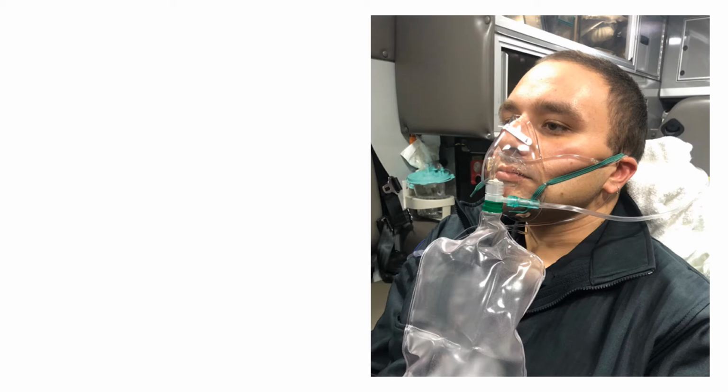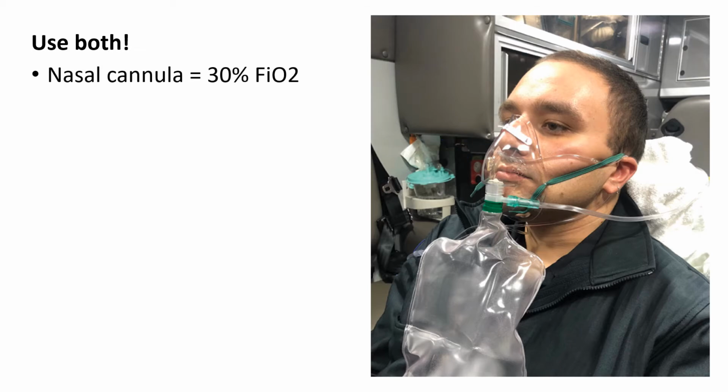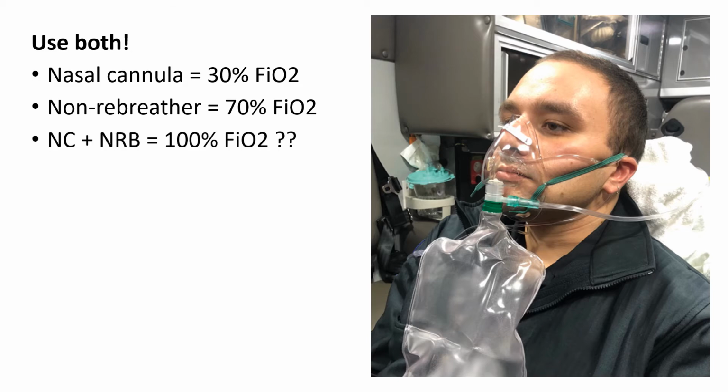There are some tricks that you can use to eke out a little bit more FiO2 out of these simple devices. So one easy thing you can do is just use both at the same time. If you look at this picture, this guy obviously has a non-rebreather on with its reservoir bag. And if you look close, he also has a nasal cannula running underneath that non-rebreather. The theory here is that the nasal cannula can probably be counted on to give you at least 30% FiO2, and the non-rebreather can probably be counted on to get you at least 70% FiO2. So if you add those two together, maybe you're closer to 100%. I'm not really sure if the physics works that way, but the two together probably do give you more FiO2 than either one alone.